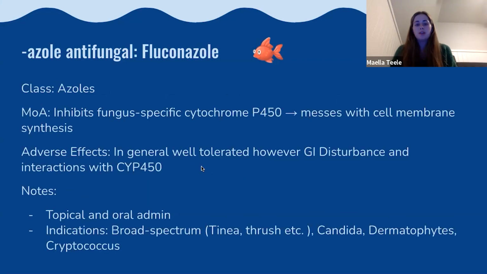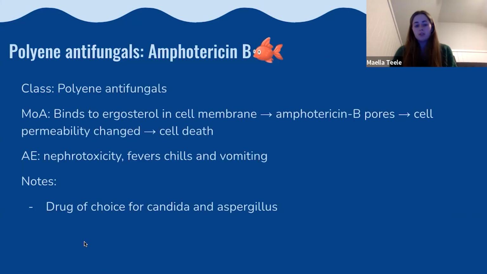One type is your azole antifungal, an example of which is fluconazole. This inhibits cytochrome P450 and interferes with cell membrane synthesis. It's generally well tolerated, but it can cause a bit of GI disturbance. This is your first line because it is so well tolerated. You use it for broad spectrum infections, for example tinea and thrush, but also candida, dermatophytes, and cryptococcus. It's a really good go-to, often the first line of defense for your antifungals.